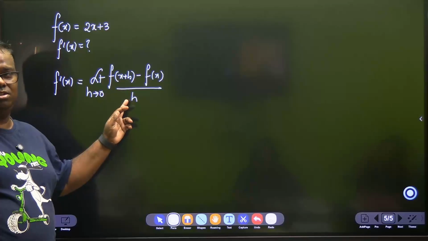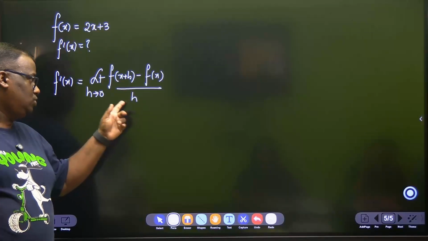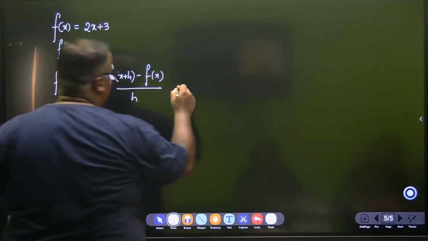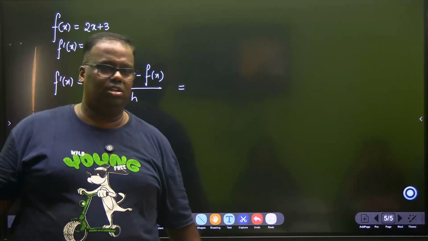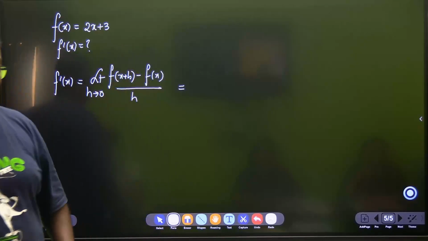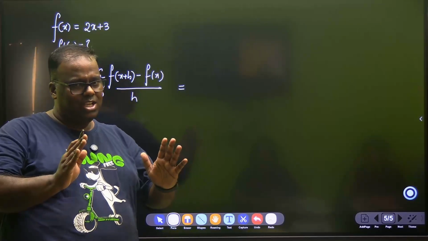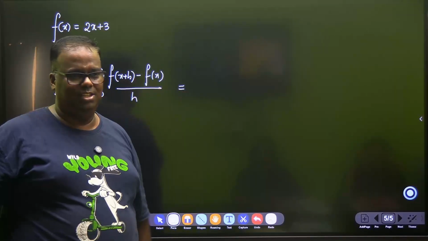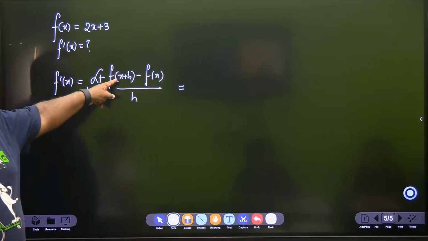So this is h. H tends to 0, you can't put it directly, it will become 0. Okay, let's read this function. f of x is 2x plus 3. What is f of dog? 2 dog plus 3. What is f of cat? 2 cat plus 3. So what is f of x plus dog? 2 into x plus dog plus 3. Instead of x, we enter x plus h.